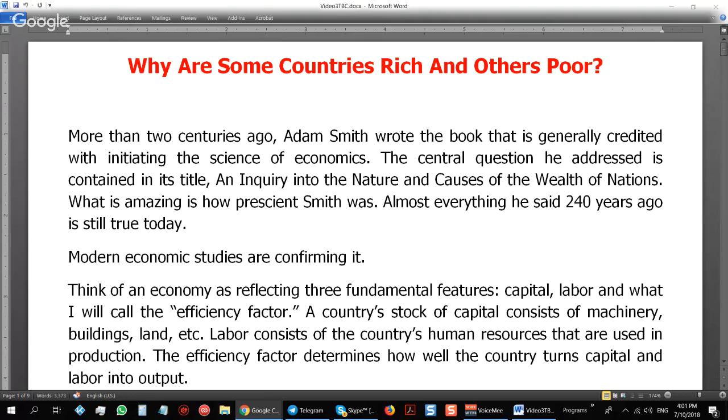Okay, here we go. More than 2 centuries ago, Adam Smith wrote a book that is generally credited with initiating the science of economics. The central question that he addressed is contained in its title, An Inquiry into the Nature and Causes of the Wealth of Nations. What is amazing is how prescient Smith was. Almost everything he said 240 years ago is still true today. Modern economic studies are confirming it.